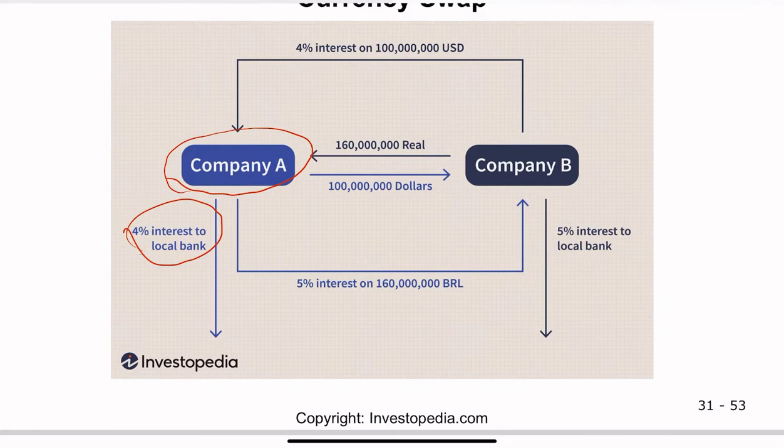USD from a US bank, right? This is a US bank. Of course, it would only pay 4%. And then firm B would borrow Brazilian real, BRL, from a Brazil bank, right?